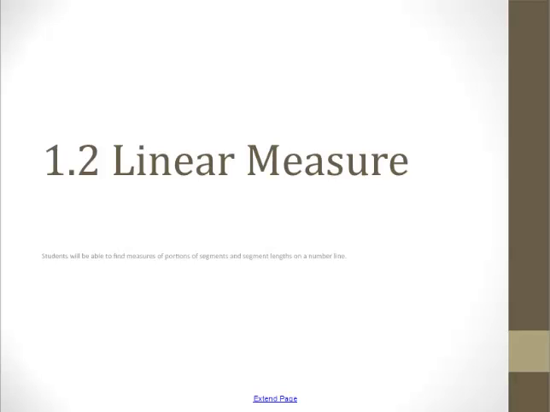Alright, so let's start talking about section 1.2, linear measures. This is where we start getting more algebra, kind of back into geometry. Just when you thought algebra was gone, now it's in geometry as well.